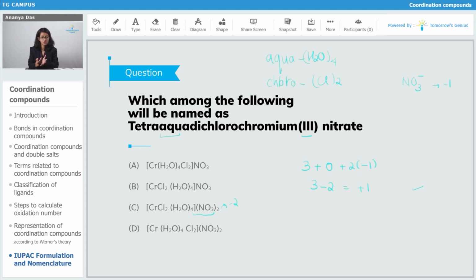They differ in the way the complex or the coordination sphere has been written. In your option A, H2O is written before chlorine, and in option B, chlorine is written before H2O. In H2O, the first symbol will be H, and in chlorine, the symbol will be C. So C comes before H in alphabetical order, so your option B will be correct.